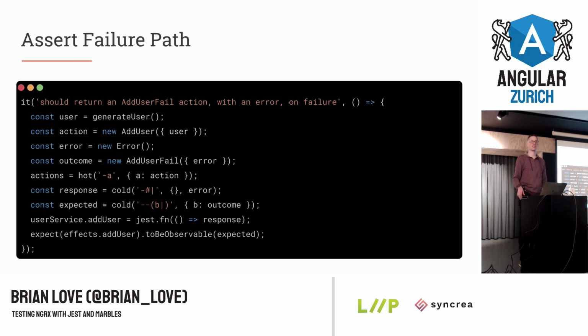Sorry, go ahead, Jean. The assertion addition, toBeObservable, is that coming automatically from Jasmine? So that's Jasmine Marbles adding that onto it. Yes, that's correct. It's not there when you use Jasmine alone, right? So it's adding that on to the prototype. Good question.